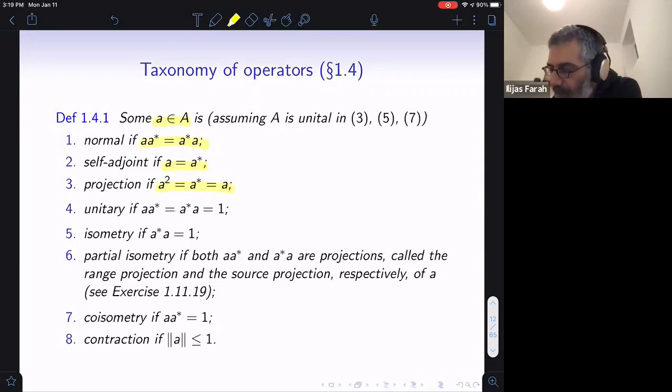So I'll just need these for today. Oh yes, one more: contraction, complying with what I said about contractions. A contraction is an operator whose norm is less than or equal to one.